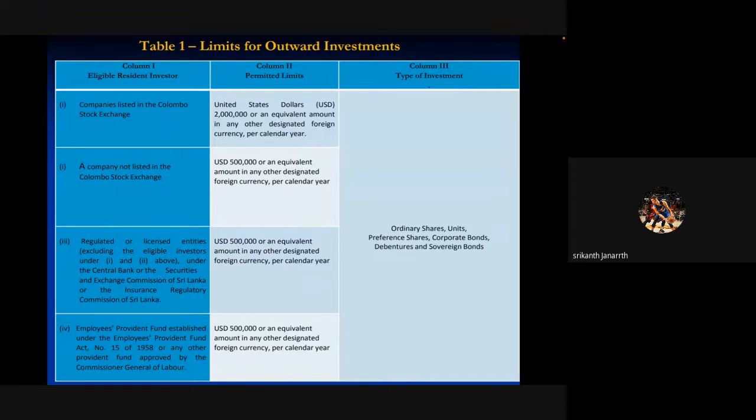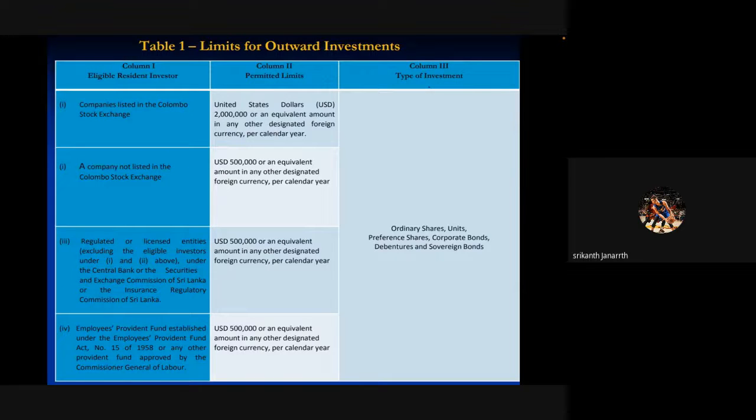So you can see one column, eligible resident investor. Who are the people? Companies listed in the Colombo Stock Exchange. This is a public quoted company, right? And there are companies not listed in the Colombo, these are private companies. The public quoted company can collect their capital by issuing shares to the general public. A private company cannot collect shares from the general public. They have to run their business within their own circle. It's generally family businesses, or friends and relatives run the business as a private company. So they have to contribute the capital out of their own shareholders. Those are called non-listed companies or private companies.